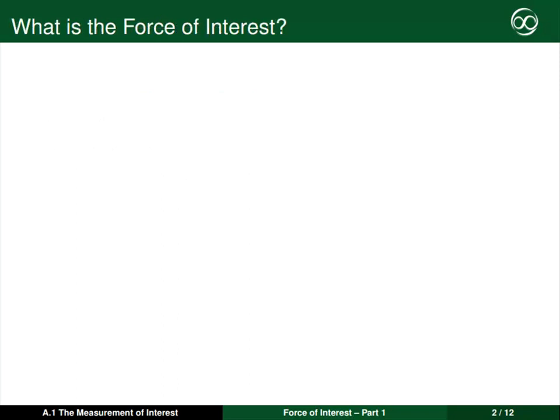A lot of students make it through FM without really understanding what the force of interest is. I think you're going to have an easier path if you do understand what it is. So I'm going to walk through this slide slowly, hopefully giving you, with this one and the next one, a really good picture in your mind of what the force of interest is actually trying to represent.